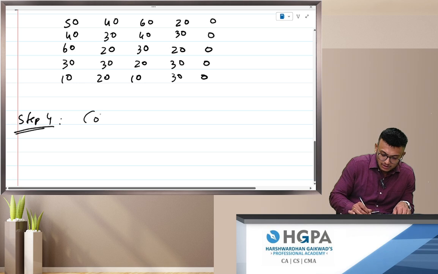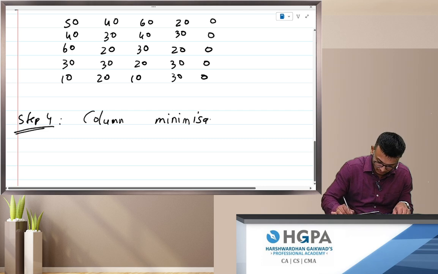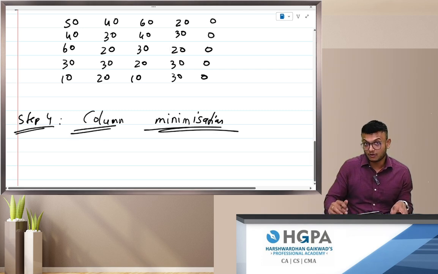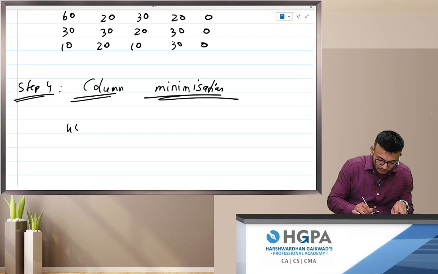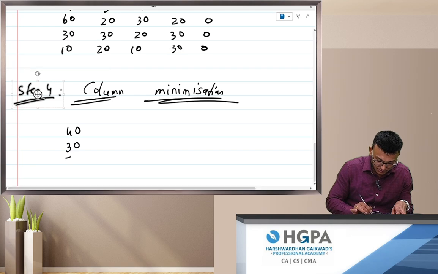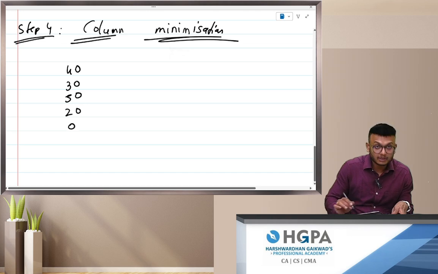something called column minimization. This you need to do because there is no zero in the column, except the last one. 50, 40, 60, 30, 10. Which is the lowest number? 10. So please start subtracting. 50 minus 10, 40. This will become 30. This will become 50. This will become 20. And this will become 0.